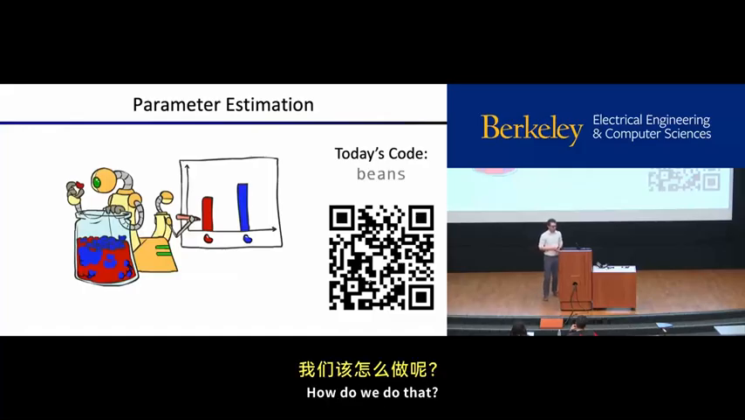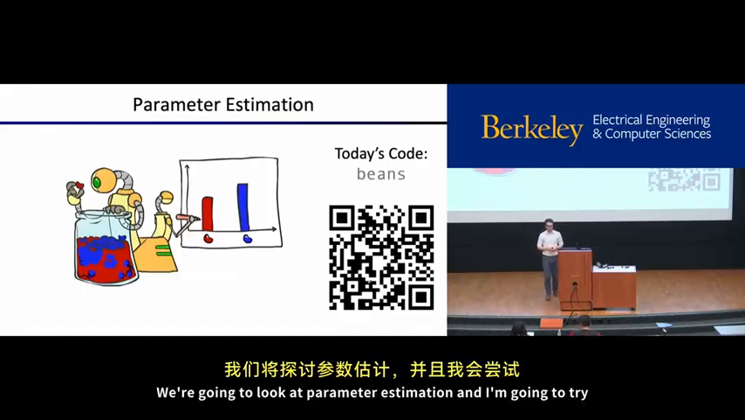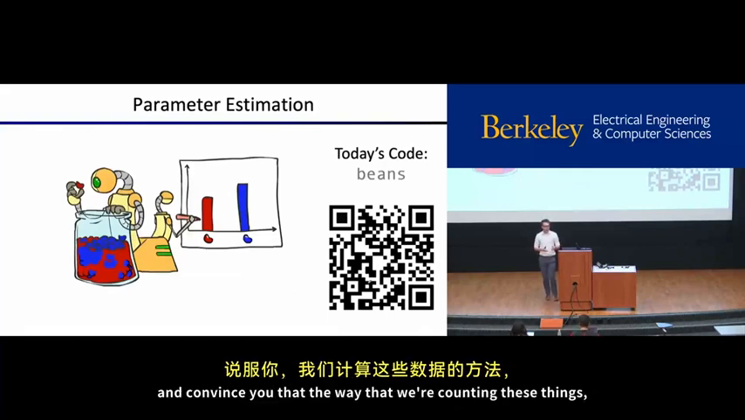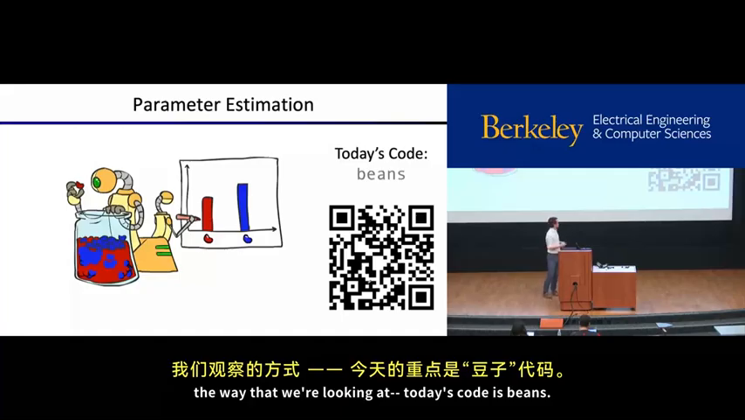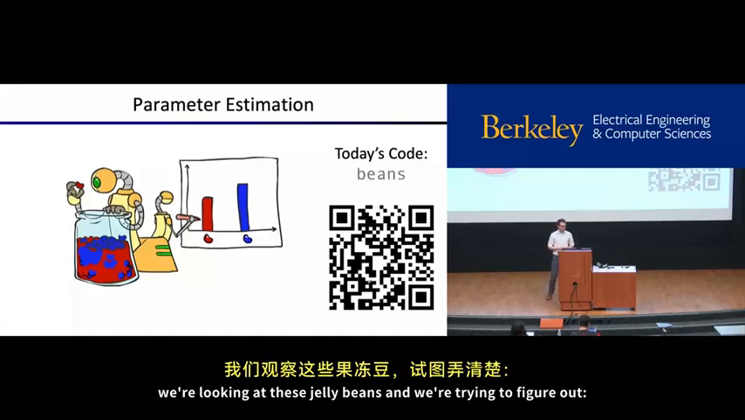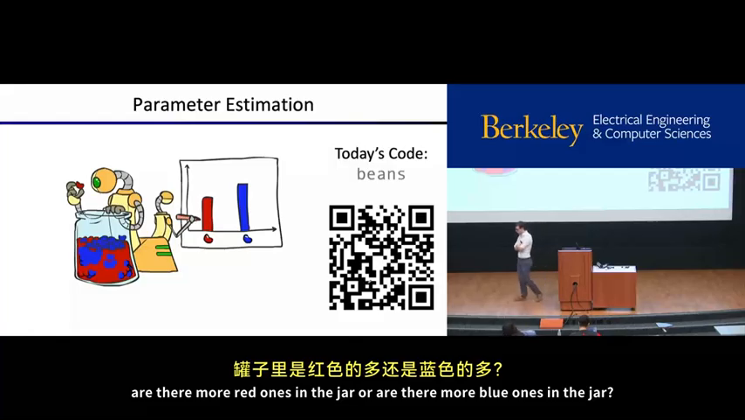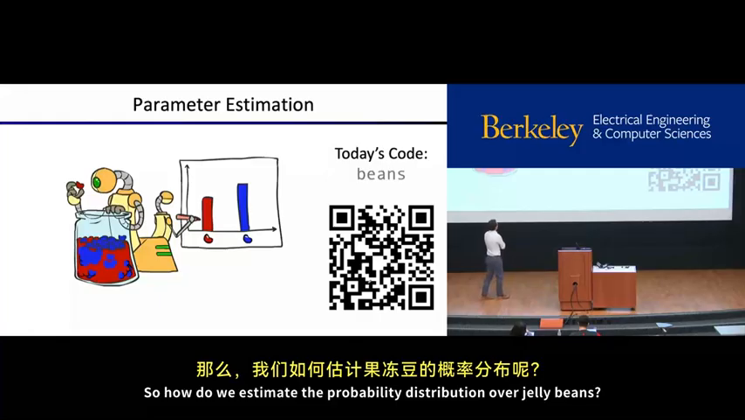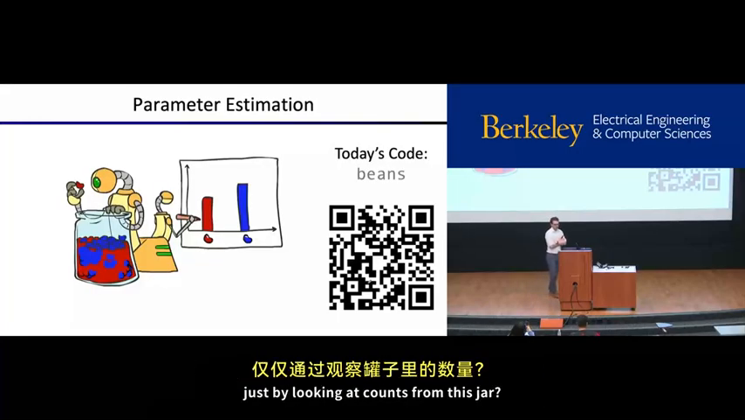How do we do that? We're going to look at parameter estimation, and I'm going to try and convince you that the way that we're counting these things, today's code is beans. So if we have a big jar full of jelly beans, we're looking at these jelly beans and trying to figure out, are there more red ones in the jar or are there more blue ones in the jar? So how do we estimate the probability distribution over jelly beans just by looking at counts from this jar?